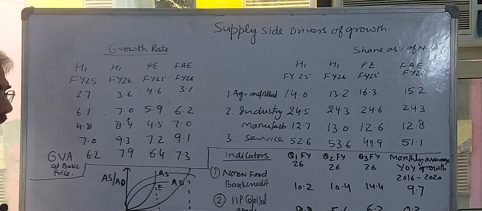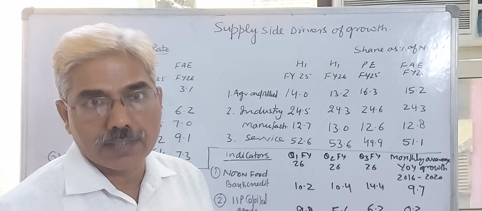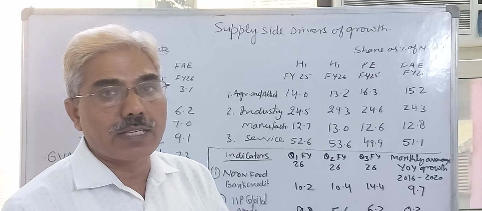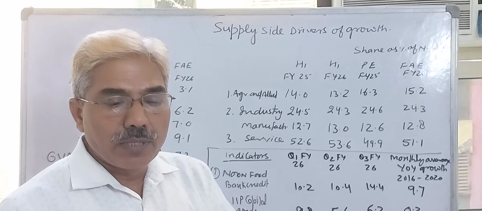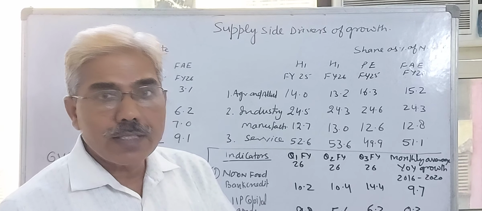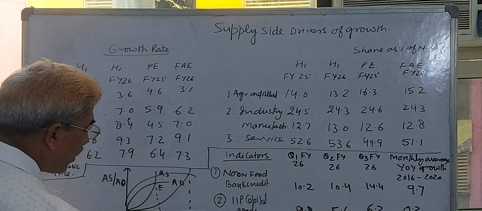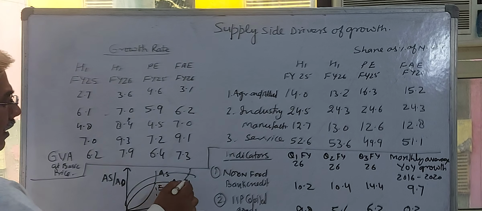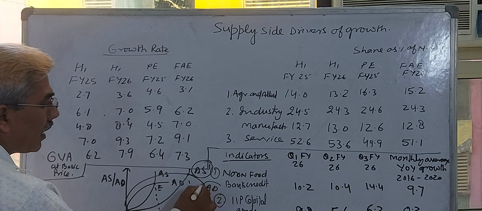As you can see, in the last financial year 2025-26, the actual GDP growth rate was 7.7%. Our prediction was 7.2%. But because of the Government of India's strategy of demand and supply side management, it reached from the prediction of 7.2 to actually 7.7%. What is the factor? On one side our aggregate supply increased, on the other side our aggregate demand increased.